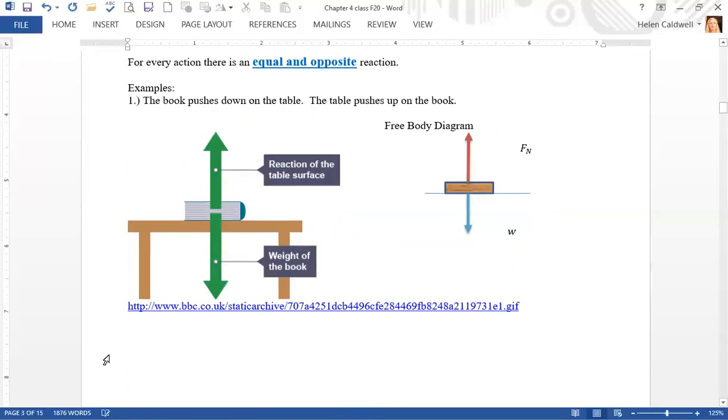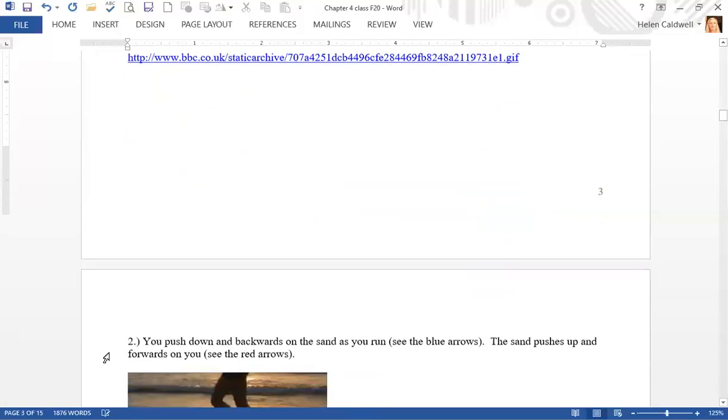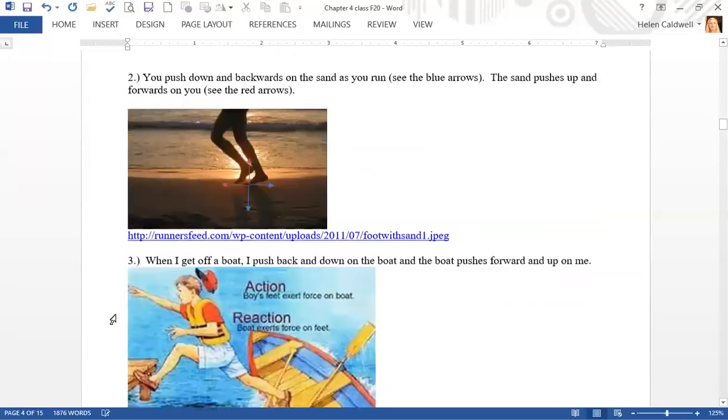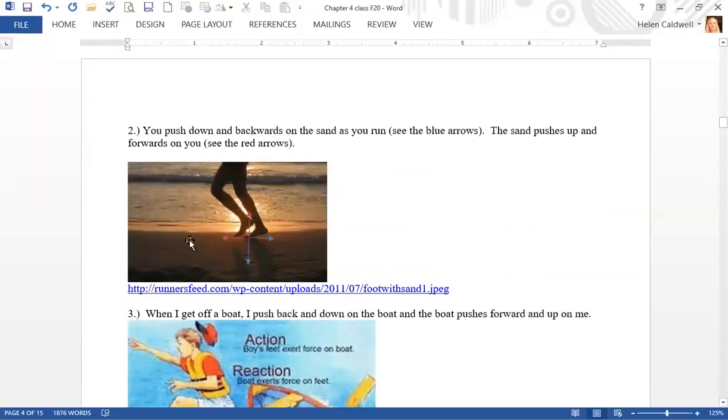So we said for every action, there's an equal and opposite reaction. Let's look at others. If you're running on the beach, you push down and back on the sand, and the beach pushes up and forward on you. So you're doing the little blue arrows down and back. The sand is doing the little orangish colored ones up and forward. If you've ever been for a run on the beach and looked at what your footprints leave behind, you can see the little divots and the sand thrown out behind you.